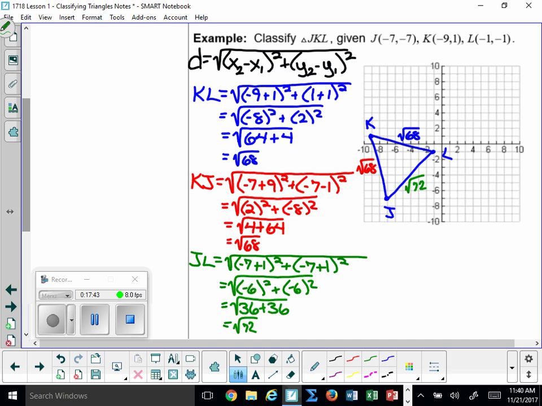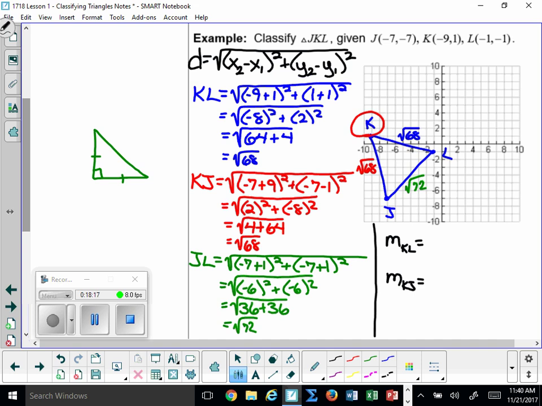In a right triangle, in order to have a right isosceles triangle, the right angle has to be between the two congruent sides. There's no other way to have a right isosceles. So I need to check out angle K and see if I have a right angle. So I am going to do the slope of KL and the slope of KJ. And I'm literally going to do it by doing rise over run on my graph.